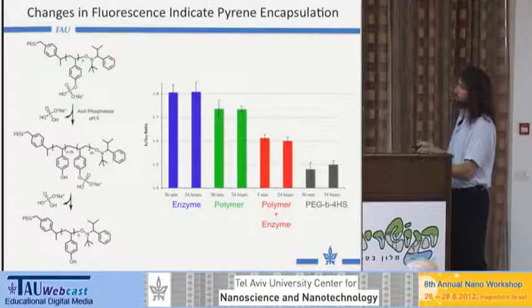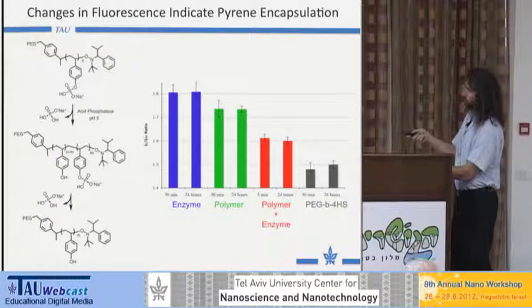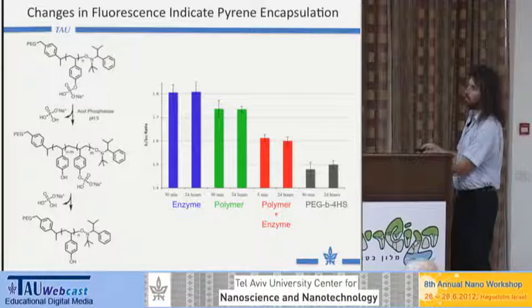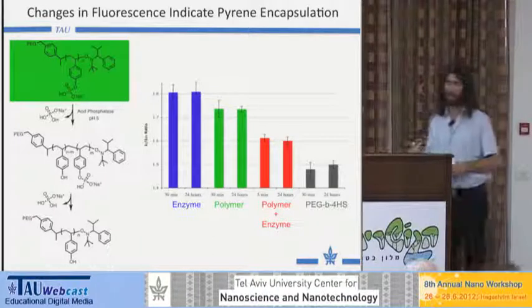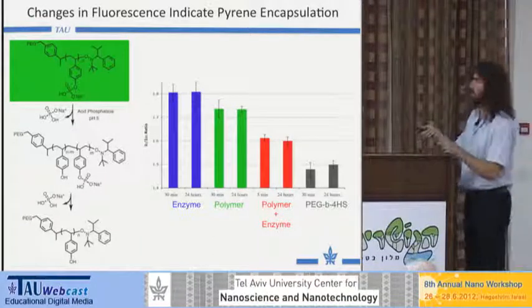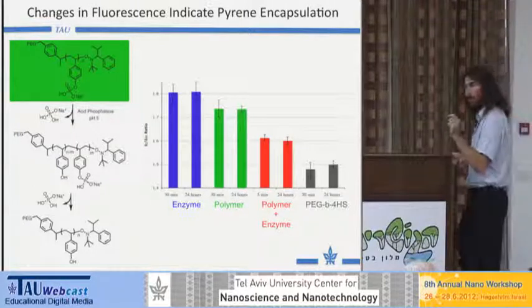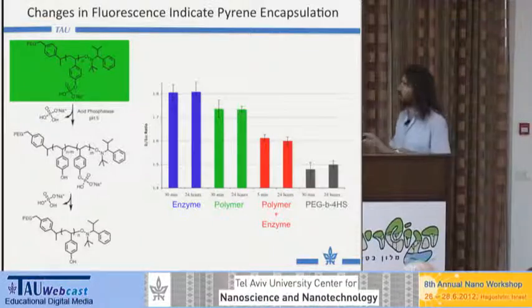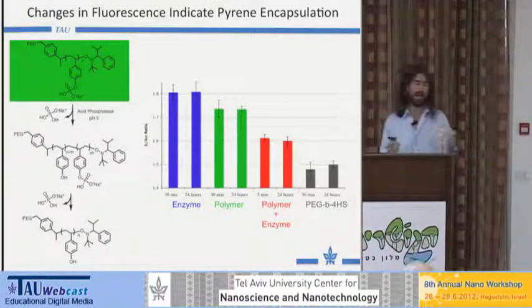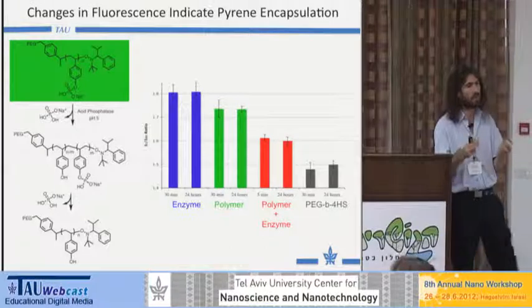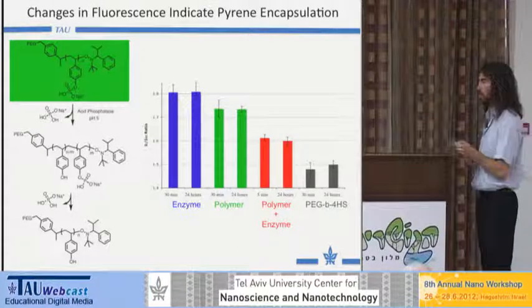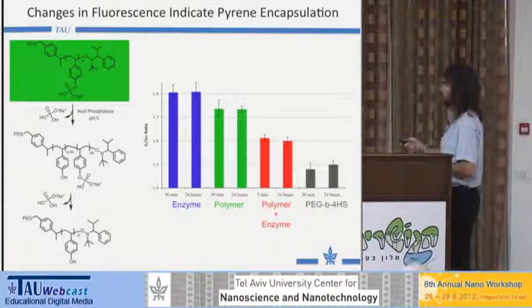In green, you can see the solution that contains the enzyme and our block of polymer, and you can see the ratio is slightly lower, indicating that this solution is slightly more hydrophobic. This makes sense because our polymer, after all, has a styrenic backbone, and it could be that the pyrene is feeling this slightly more hydrophobic environment, but still the ratio is very high.